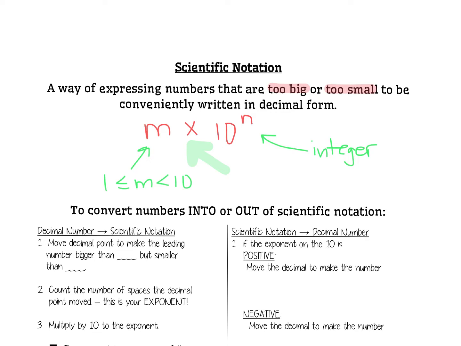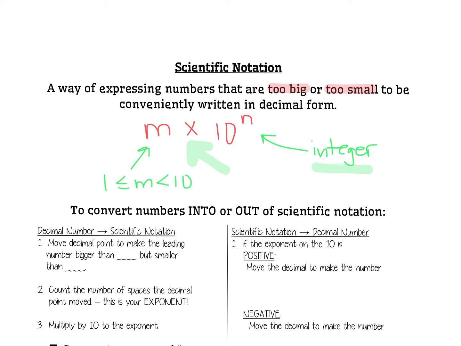The M, that leading number, needs to be between 1 and 10. It's allowed to be 1, but it's not allowed to be 10. So basically a decimal number from 1 up to 9.9999. And then times 10 to an integer. And that integer, remember, can be positive or negative.